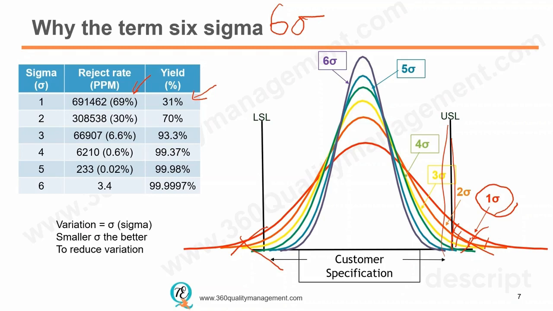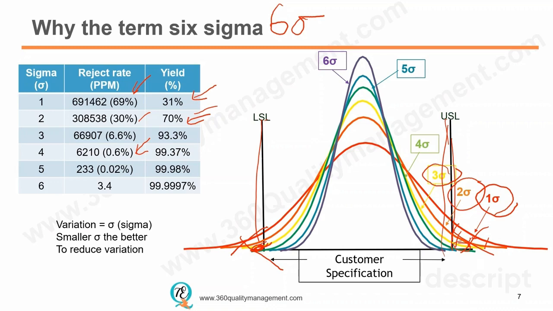And in 2 sigma, you will have a process with a reject rate of 30% and 70% yield. That means you have 70% good parts, which are within the specs. And then in 3 sigma, which is the yellow line here, we will have 93.3% yield and only 0.6% yield loss. There will be fewer parts outside of the specifications.